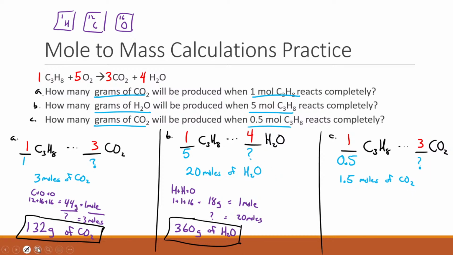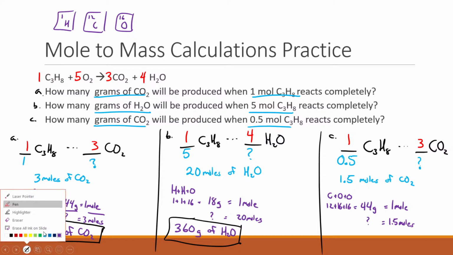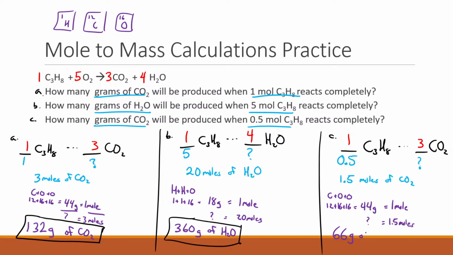They ask for grams, so I need to go back and do my calculation. C plus O plus O, 12 plus 16 plus 16, 44 grams is 1 mole, so 1.5 moles is question mark. 1 over 1.5 equals 44 over 66 grams of carbon dioxide.